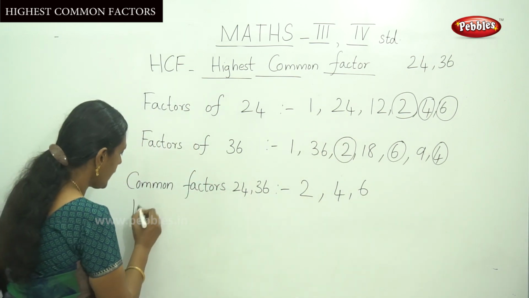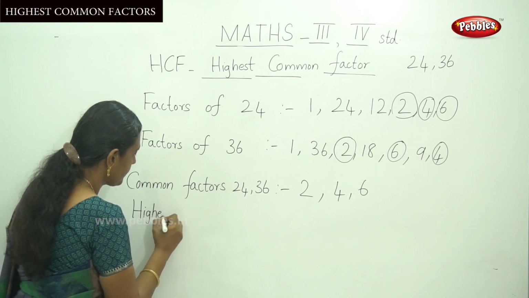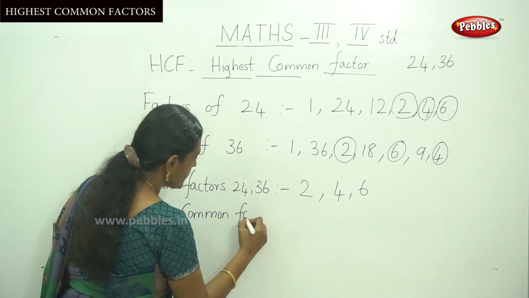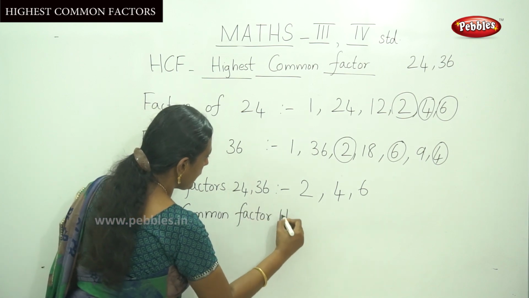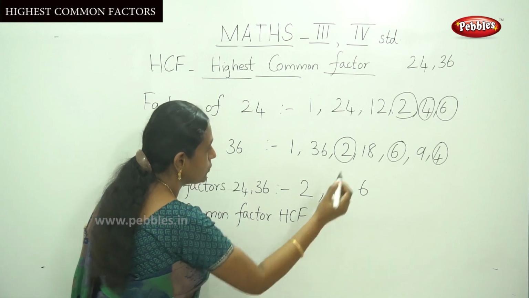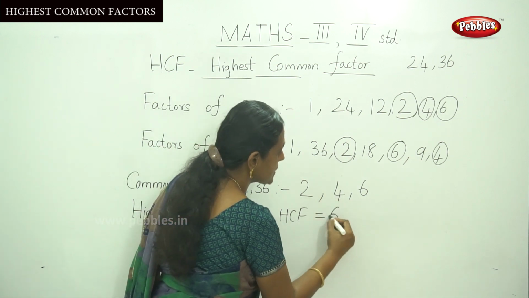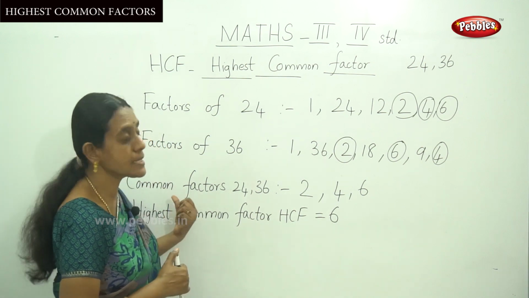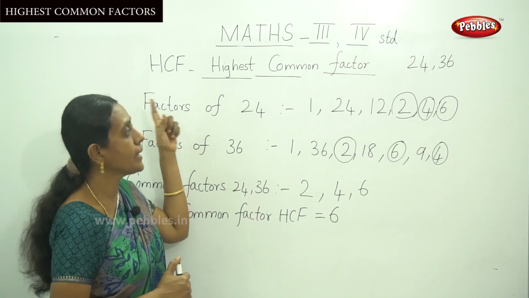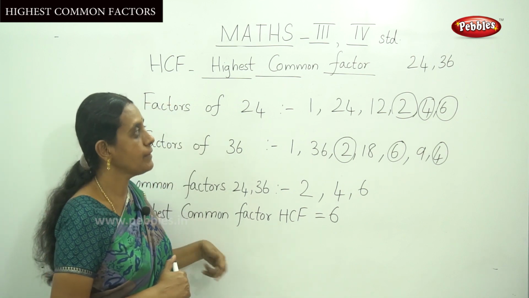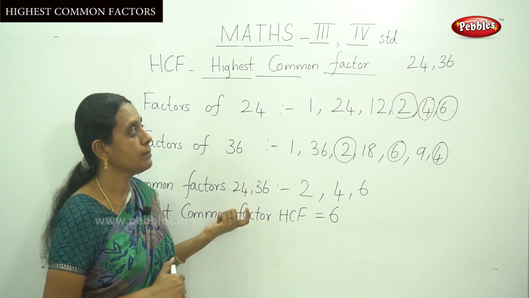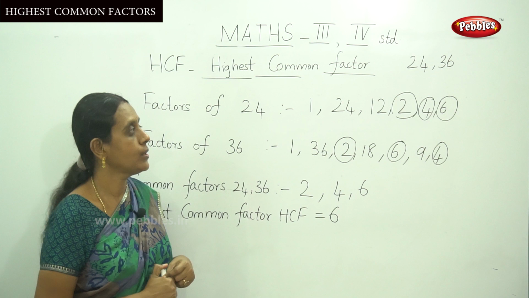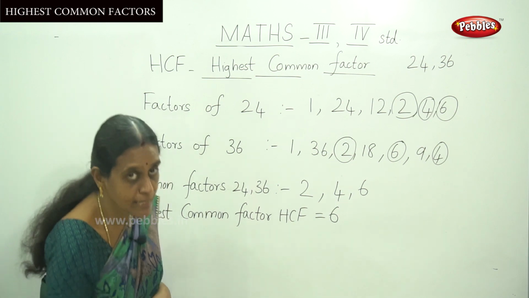So the highest common factor, HCF, is 6, the highest among these. Okay, so this is the method to find the highest common factor, that is HCF. Okay, and let me move on to the next topic, that is prime numbers, composite numbers and prime factorization.